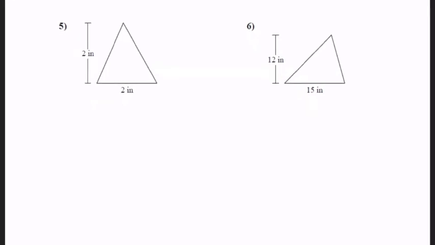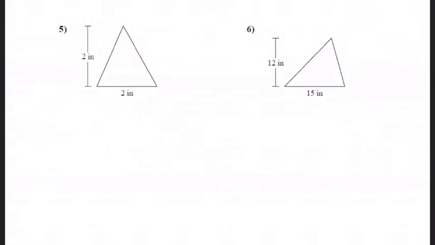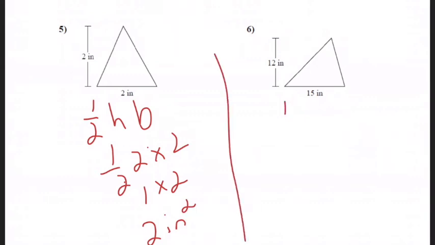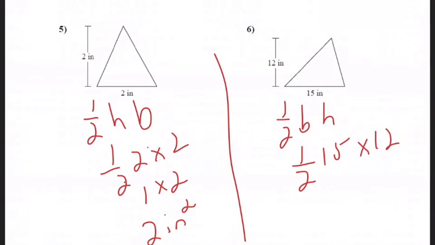Okay, next. You guys try these 2, they should be pretty easy. Pause and hit play when you're ready. Okay, next one is 1/2 base times height. You want to get in the routine of writing that, then you won't forget it. So we have half of the height, which is 2 times 2. I'm going to take half of 2, which is 1. 1 times 2. So the answer is 2 inches squared. That was easy. This one's 1/2 base times height. The base is 15, the height is 12. I'll take half of 12, it'll be easier. So it's 15 times 6. 15 times 6 is 90, and that's 90 inches squared.